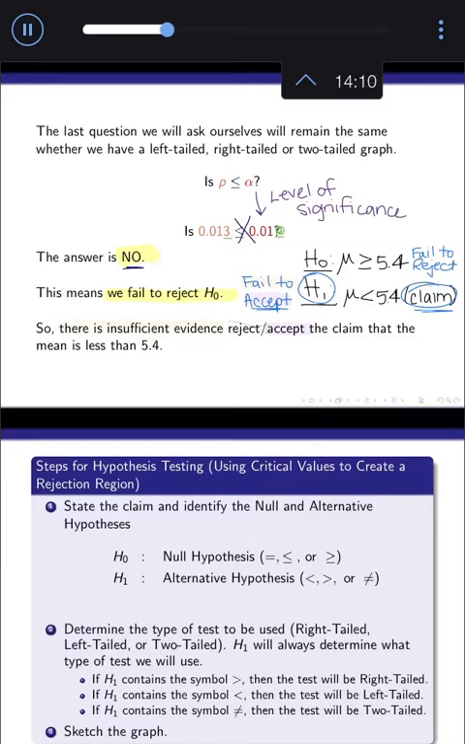Remember, because we are failing to accept, that means that there's going to be insufficient evidence. Remember, failing to do something means that we're not able to do it. And in this case, because we're looking at the alternative, we're failing to accept. So we'll leave out the rejecting part. We're failing to accept the claim that the mean is less than 5.4.